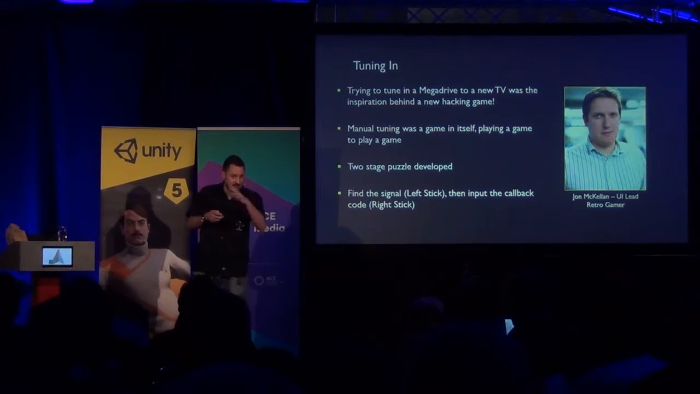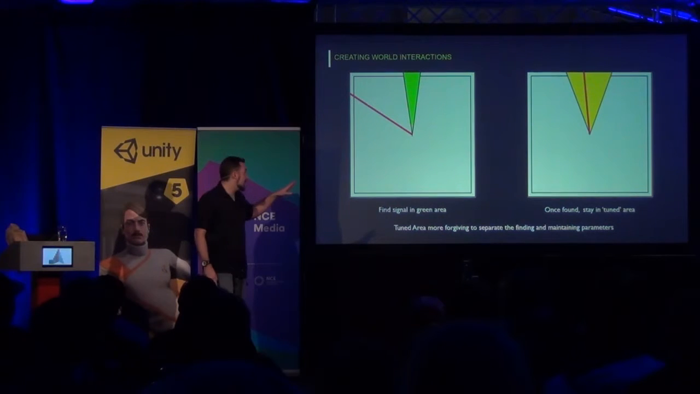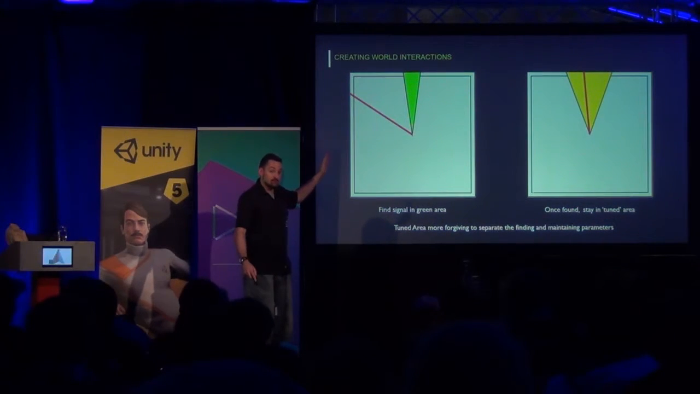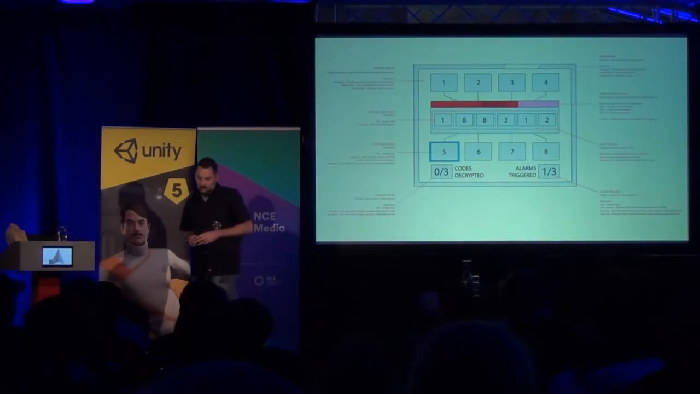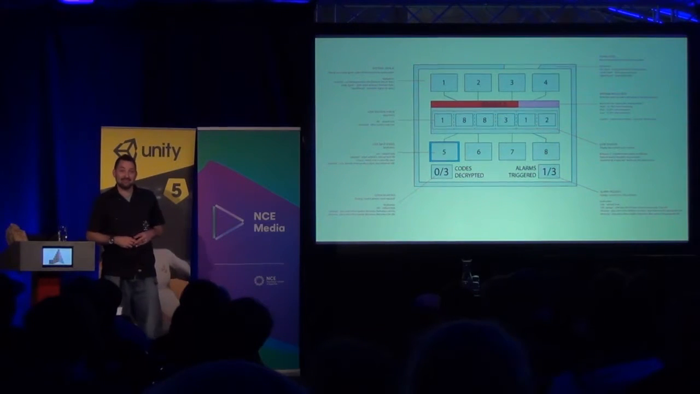We developed a kind of 2-stage puzzle, where you use the left stick to tune in and the right stick to find the thing you needed to enter. This is the mechanic directly behind what you're seeing in the game. So the player would move the red stick around. If they found the green area, it would stop, and they had to hold it within the green area while they entered in the code. And then we expanded the green area to the yellow area, because when people are moving one hand, the other hand tends to wobble a bit.